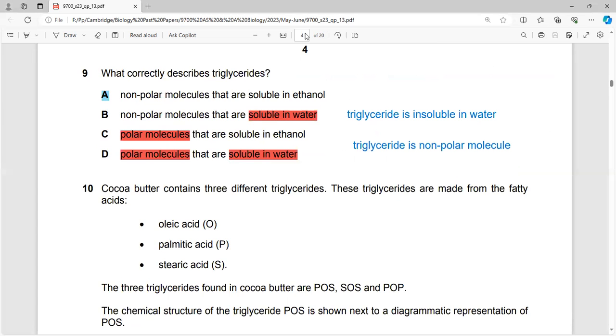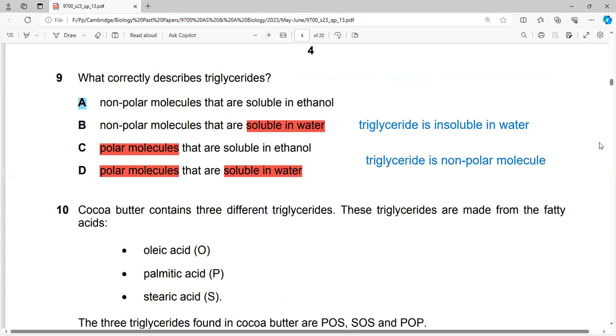Question number 9. What correctly describes triglyceride? That's a normal lipid, and this triglyceride is a non-polar molecule that is soluble in ethanol. So this is the correct statement. It's a non-polar molecule and it is insoluble in water, but it is soluble in ethanol. So B is a wrong option, a non-polar molecule that is soluble in water. It is not soluble in water.